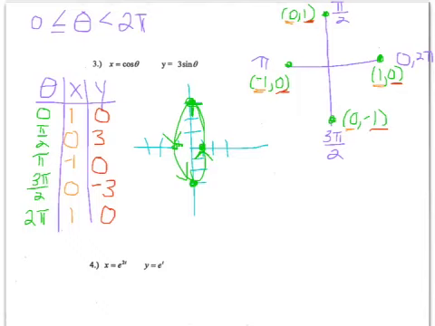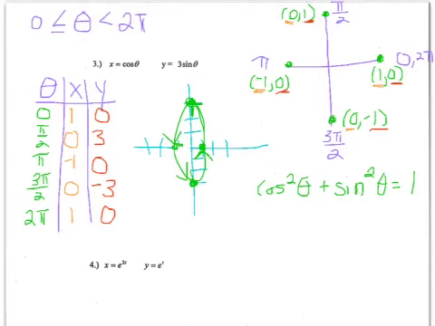So now what we need to do is write these parametric equations as one rectangular equation. The problem is we cannot get theta by itself the same way that we got t isolated in the last problems. However, we can use a Pythagorean identity to help us out. And that Pythagorean identity is cosine squared theta plus sine squared theta equals 1.